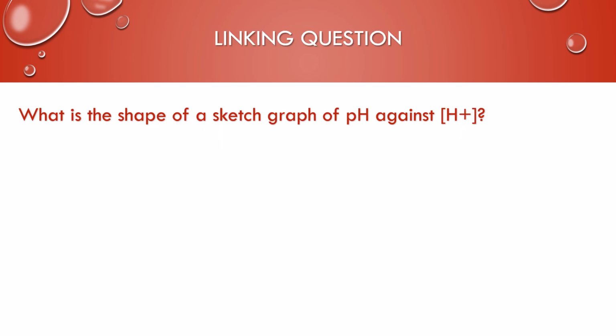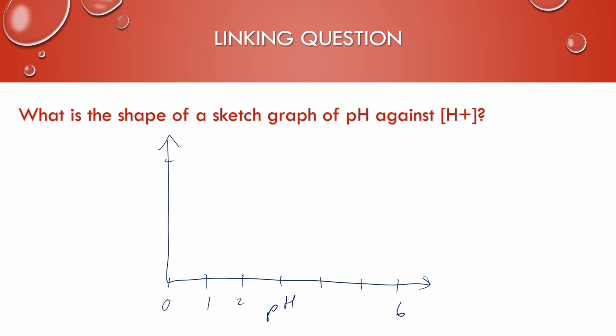Okay, so this next one asks what is the shape of a sketch graph of pH against H plus concentration. So remember that it is a logarithmic relationship, and it is a negative logarithmic relationship. So if I were to graph this, I will try to do the best I can here, but if this is a pH of 0, 1, 2, 3, 4, 5, 6, like that, and it can keep going.